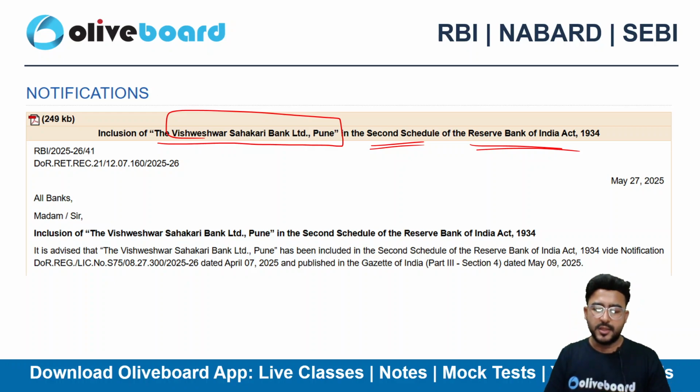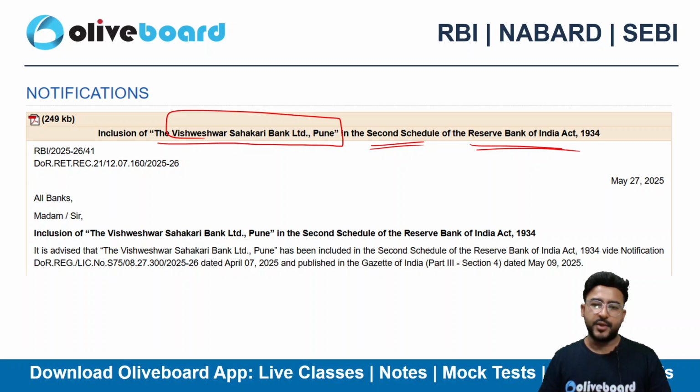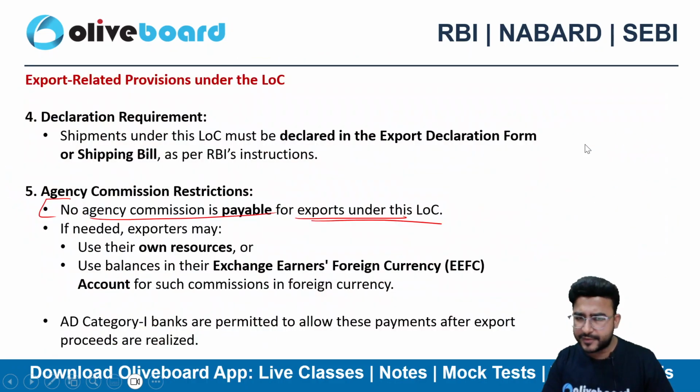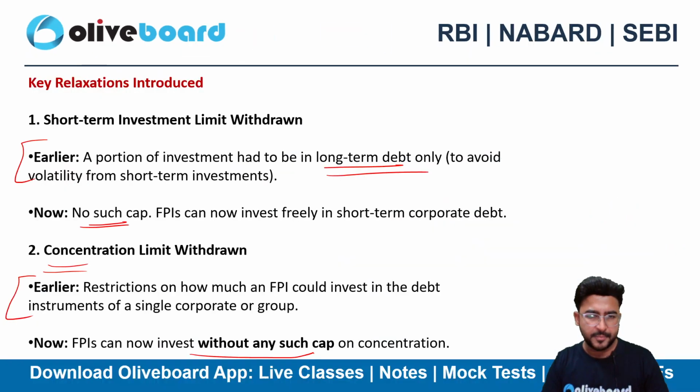You need to also follow a lot of compliance requirements as well. So this will be a second scheduled bank as of now, because they have been included in the list of the second schedule. So guys, these were all the May circulars. Very few circulars came, so we quickly revised them within hardly 30-40 minutes here, right?